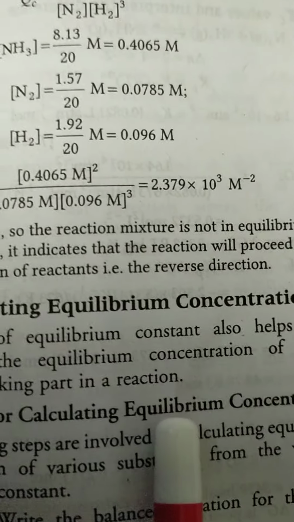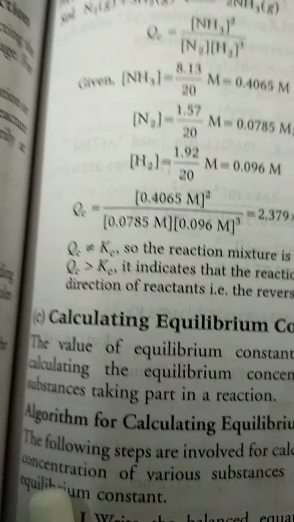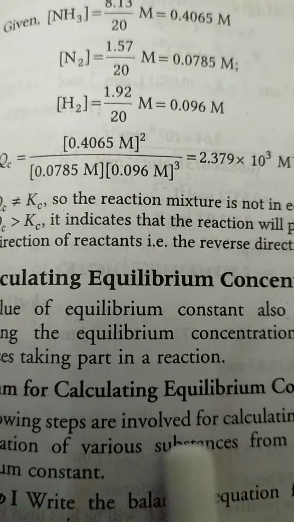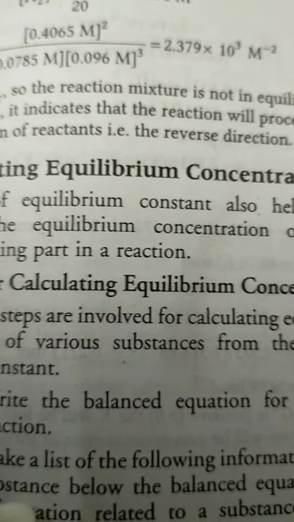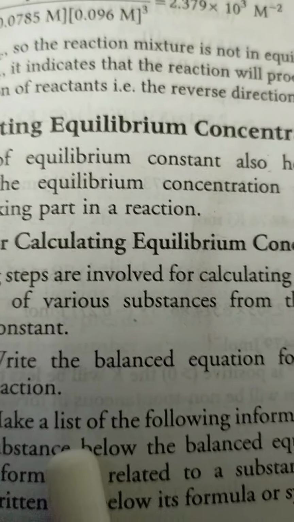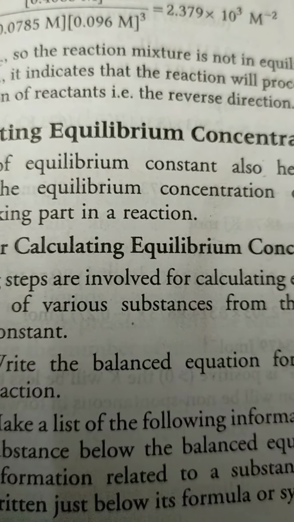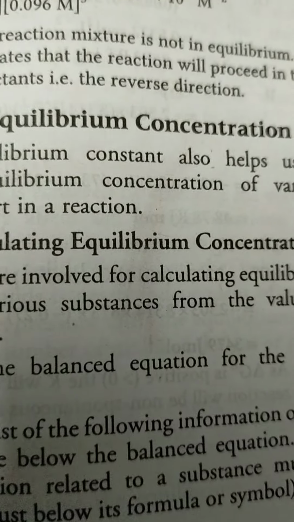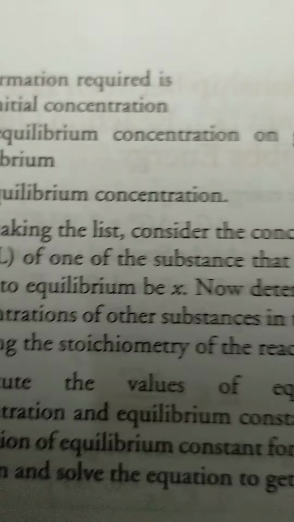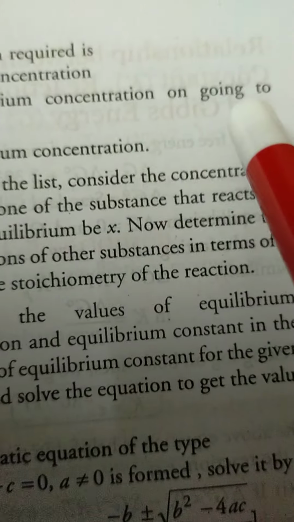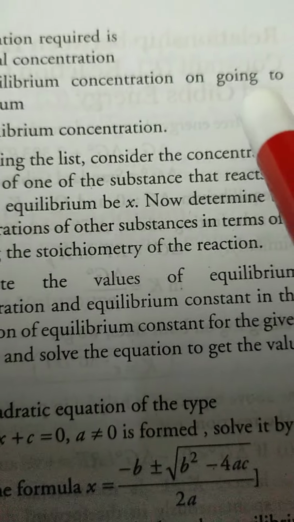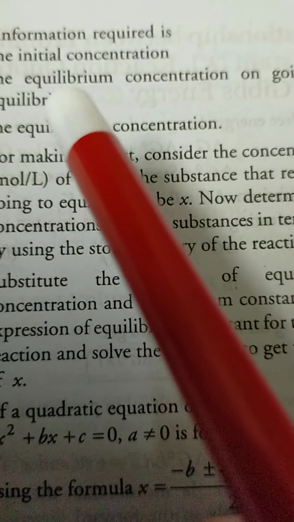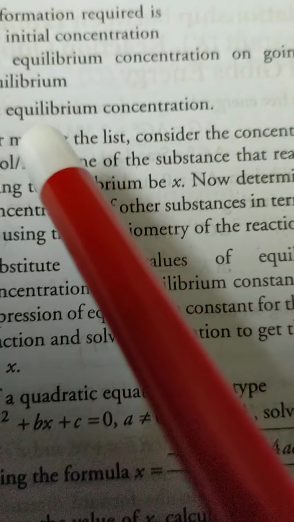Algorithm for calculating equilibrium concentration. For calculating the equilibrium concentration, certain steps are there. First we have to write the balanced chemical equation for the given reaction. Next you have to make a list of the following information about the substances present in the reaction mixture: initial concentration, next the change on going to equilibrium, and then the equilibrium concentration.